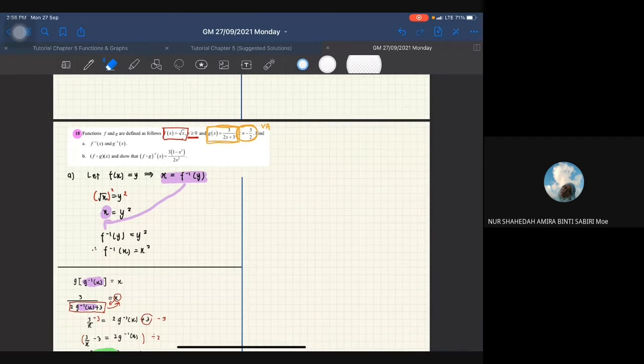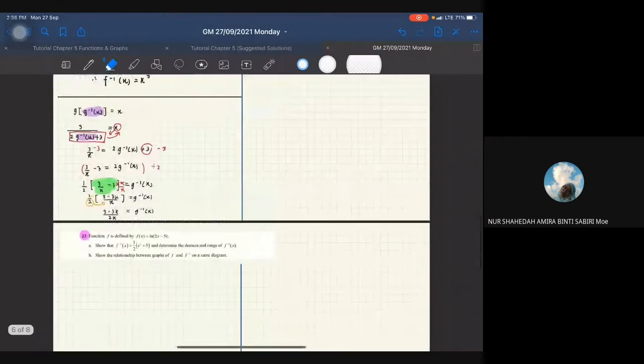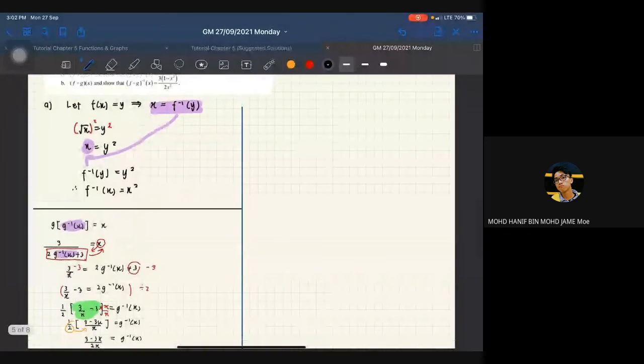Kejap saya tengok. F of gx and show that f of g inverse. Okay, this one is to show. Nombor 18B, kejap ni, nombor 23. Okay, cukup. Boleh je? Kita rehat kejap. Lepas ni kita sambung balik. Okay, so dalam 5 minit, pukul 3, 1 minit kita start balik. Semua orang okay? Okay, Miss. Okay. Okay, so jom kita sambung.